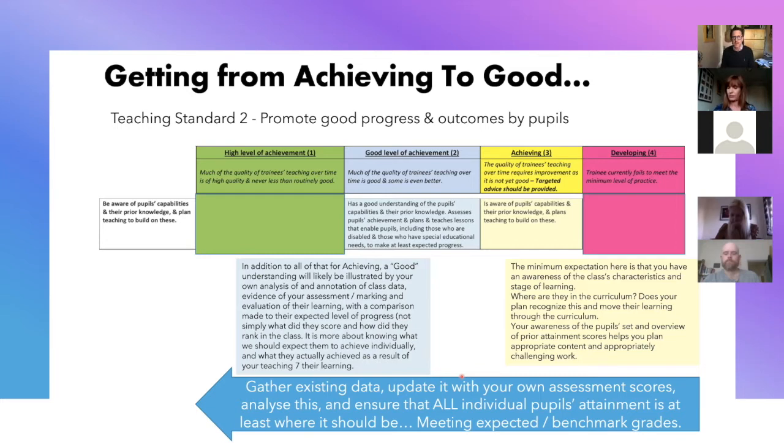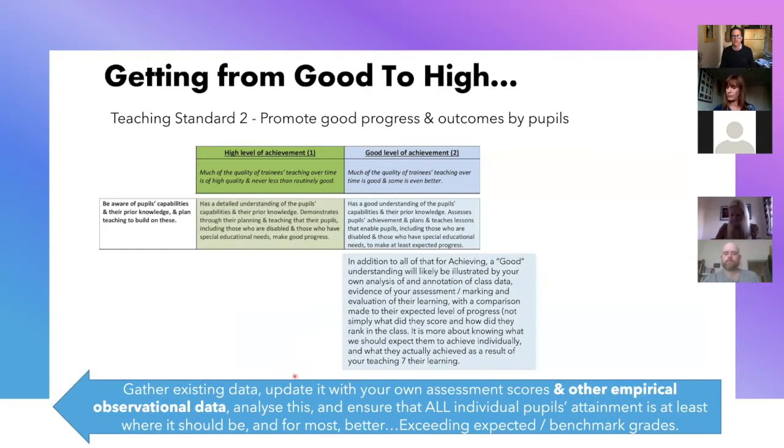So if we think about how that then moves on one step further and goes on to getting to a high level of achievement, well, think about the difference here. Now, the difference is far more subtle. Okay, so this one said has a good understanding of pupils' capabilities, whereas this one says has a detailed understanding.